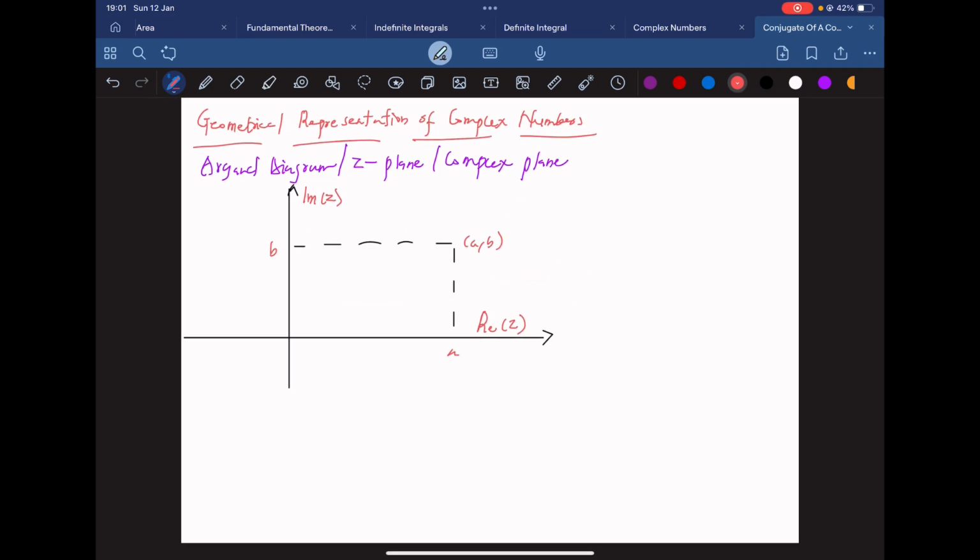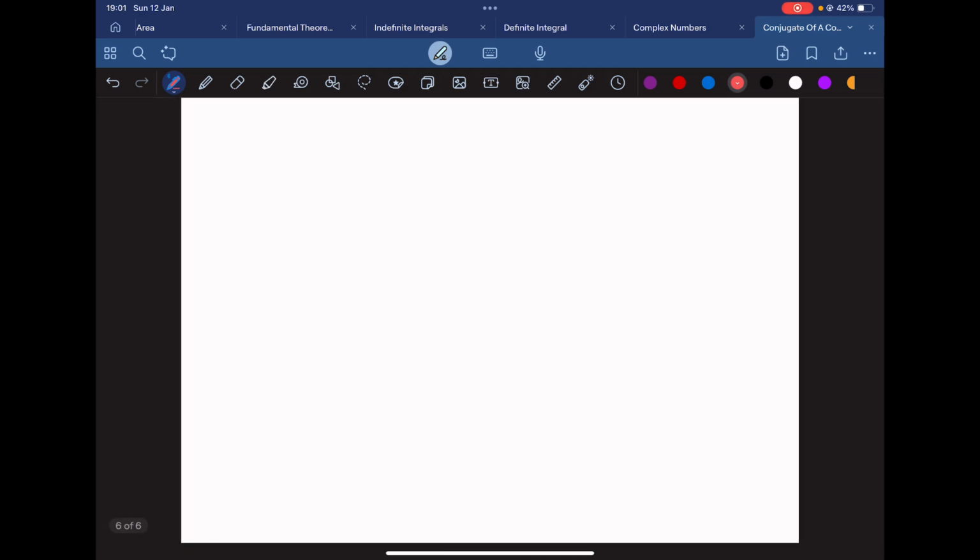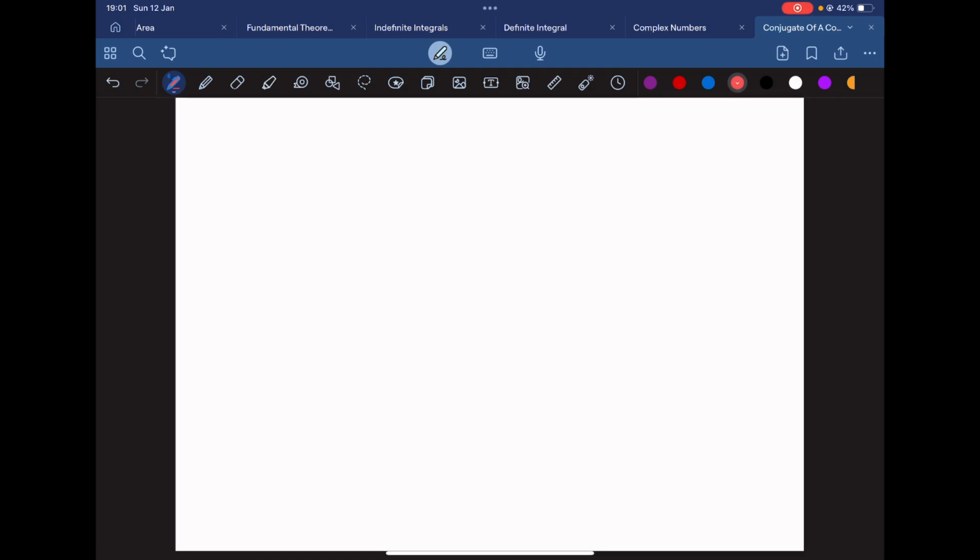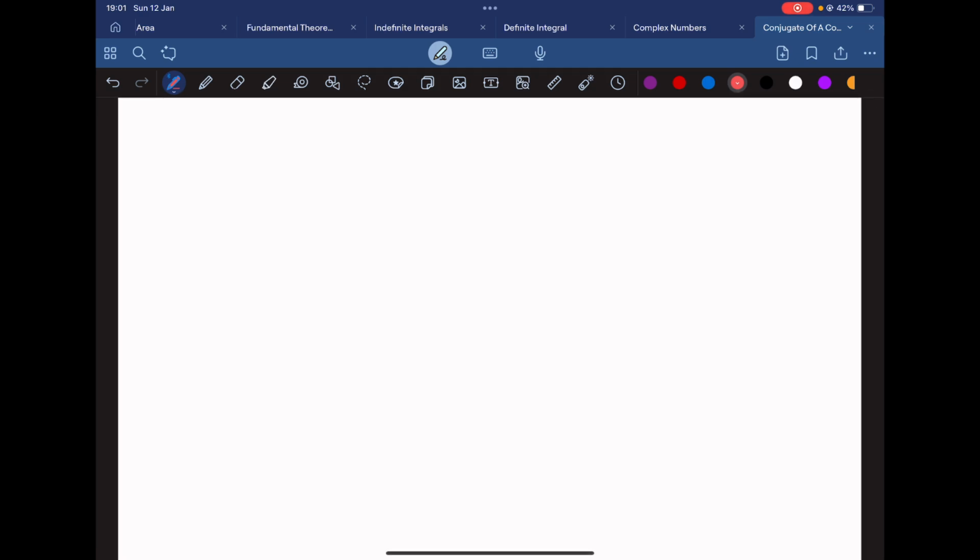Now using this, let's solve some questions, right? First one is represent 2 plus 3i, minus 2 minus 3i, and then 2 minus 3i on the same Argand diagram.